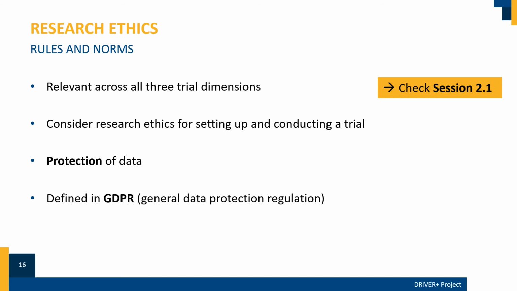Research ethics rules and norms are part of the TGM and have to be considered when setting up and conducting a trial. Mostly, they are dealing with the protection of data. Whenever human beings are involved in the activities of a trial, data protection rules and requirements have to be followed in order to protect their privacy and to regulate their participation. Hence, the ethical guidelines of the TGM focus on the rights of the data subjects that are potentially participating in the trial activities. These obligations are most notably defined in the General Data Protection Regulation, GDPR, of the EU.